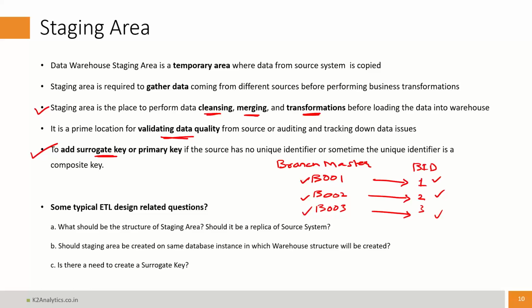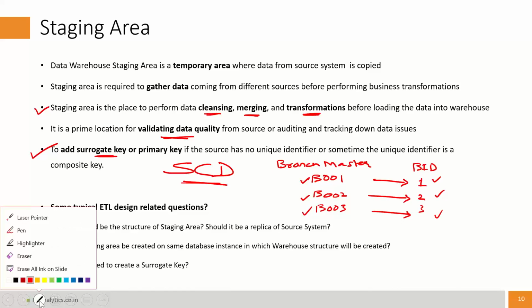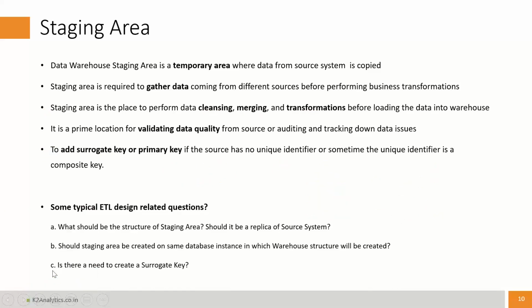There are other reasons for using surrogate keys, and that is something called slowly changing dimensions. That's a slightly more in-depth concept. As such, I will not go into slowly changing dimensions at this point of time. However, I hope you got the point. The staging area is also used when you want to give your own surrogate or primary key. Okay.